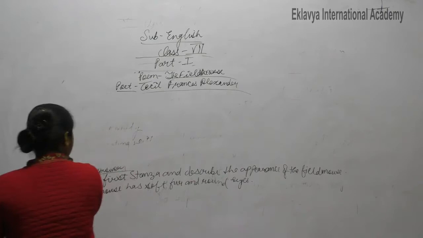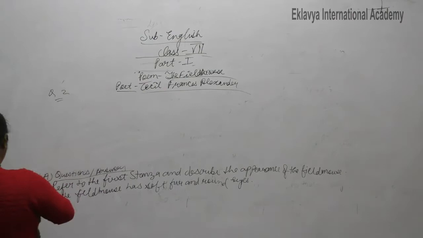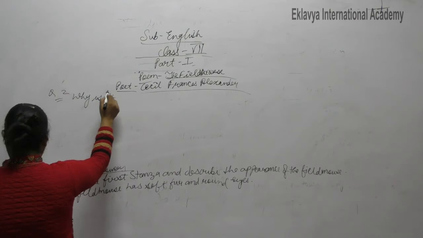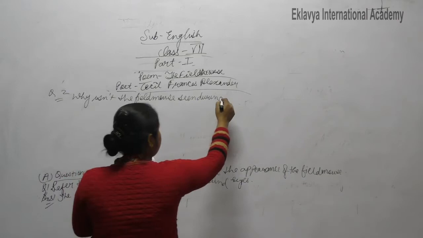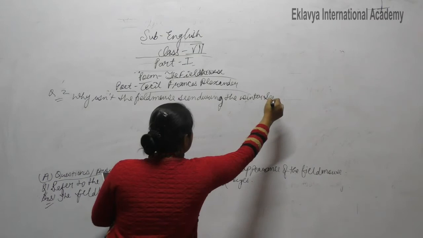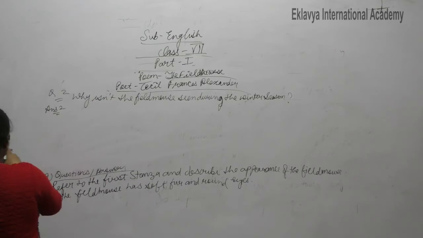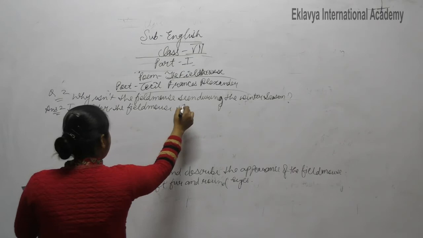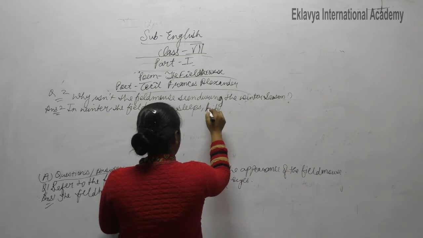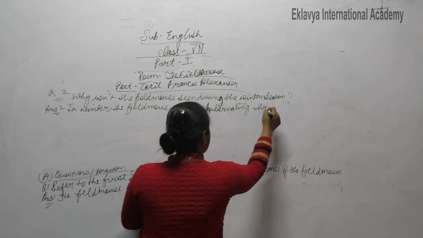Question second is what? Why isn't the field mouse seen during the winter season? In winter, the field mouse sleeps, hibernating. This is hibernating, H, through the cold season.